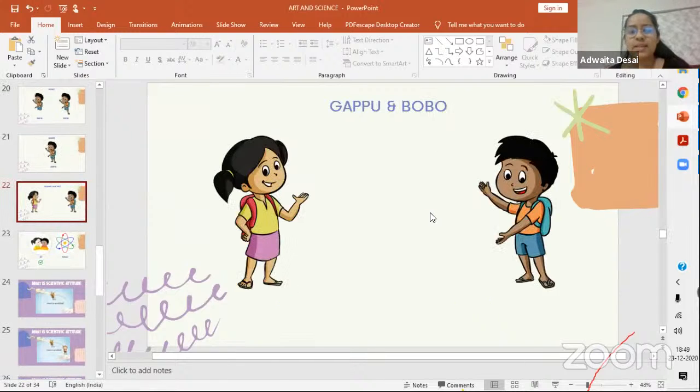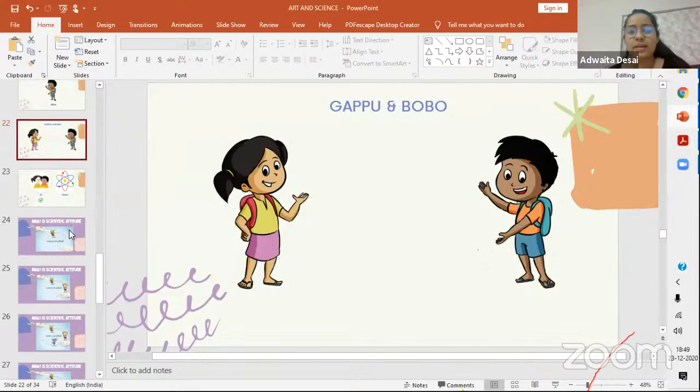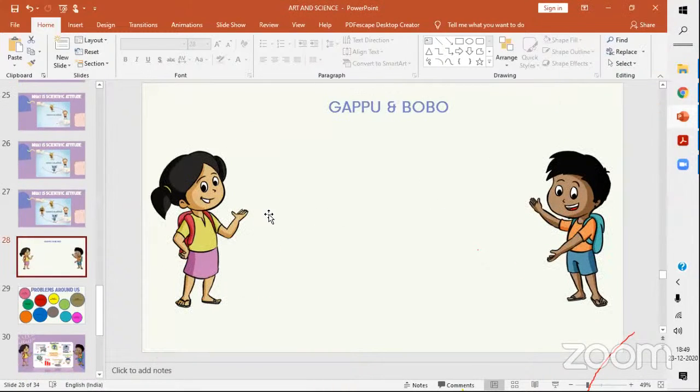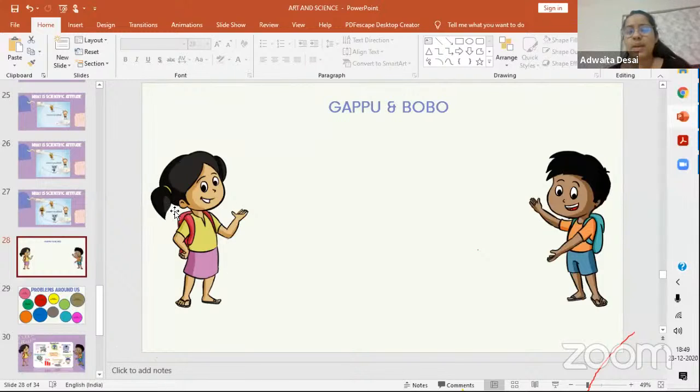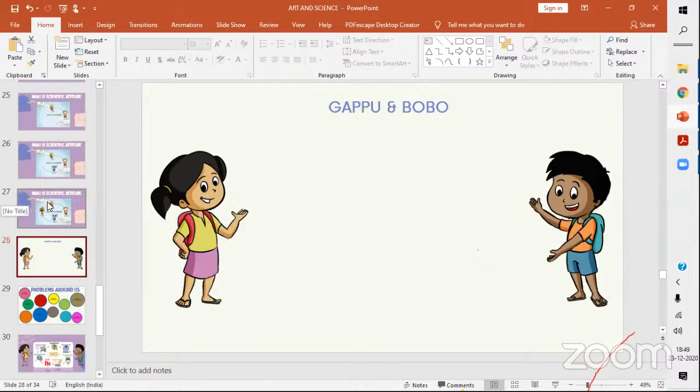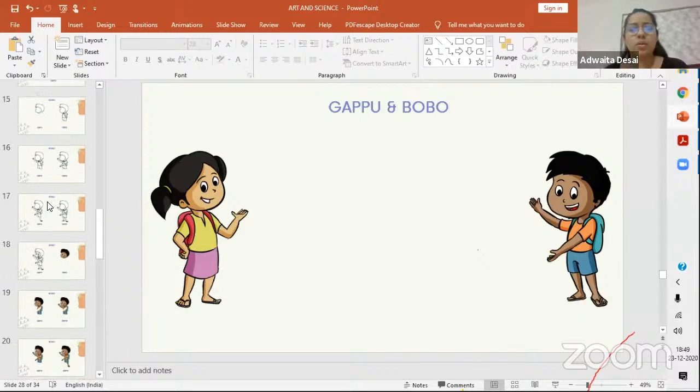Can you see the page? There is some gap between Gappu and Bobo, right? Yes. Your page should look like this. Gappu should be here. Yes, ma'am. Should be here. Okay. Yes, ma'am. Let us start with Bobo.